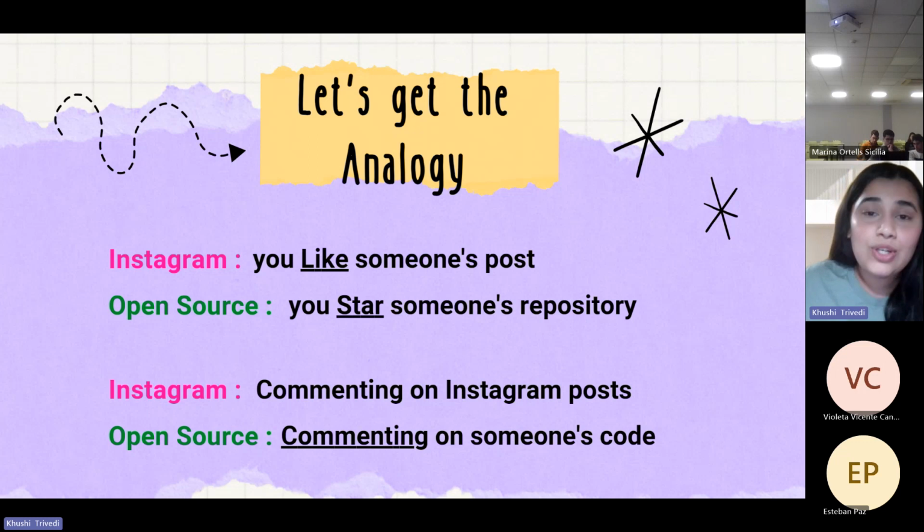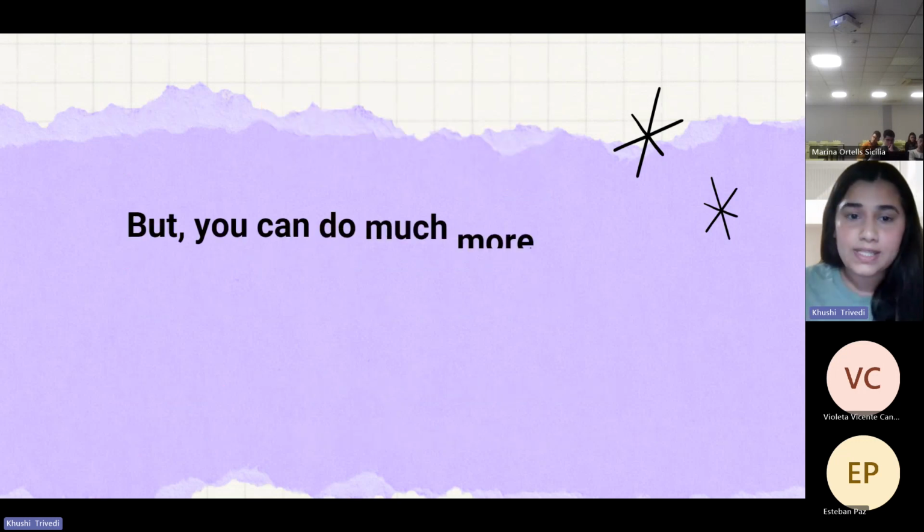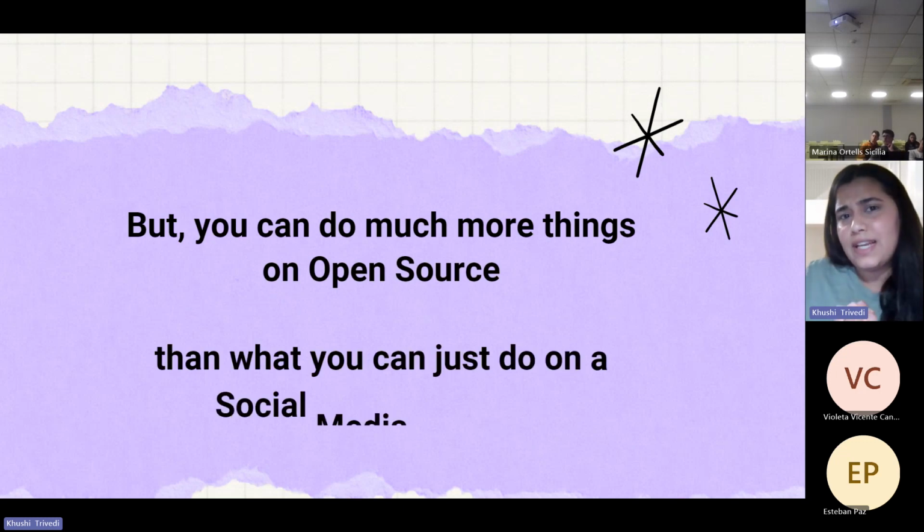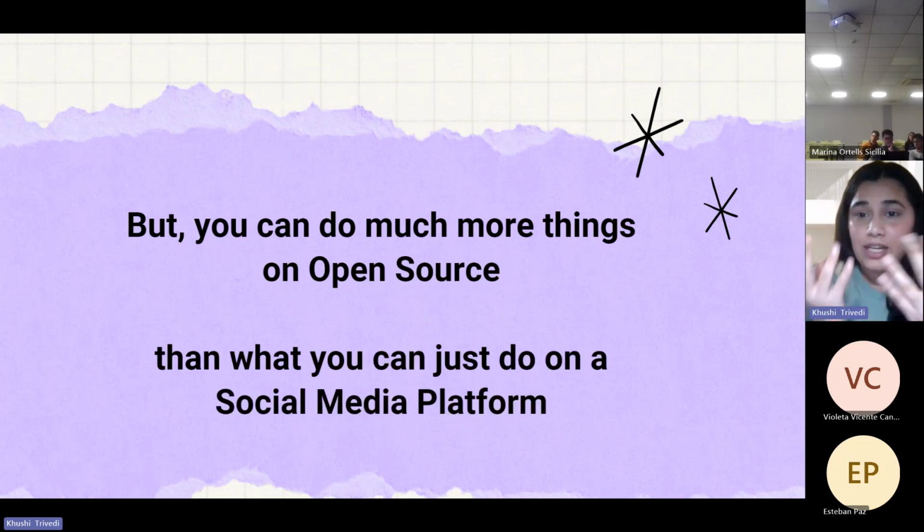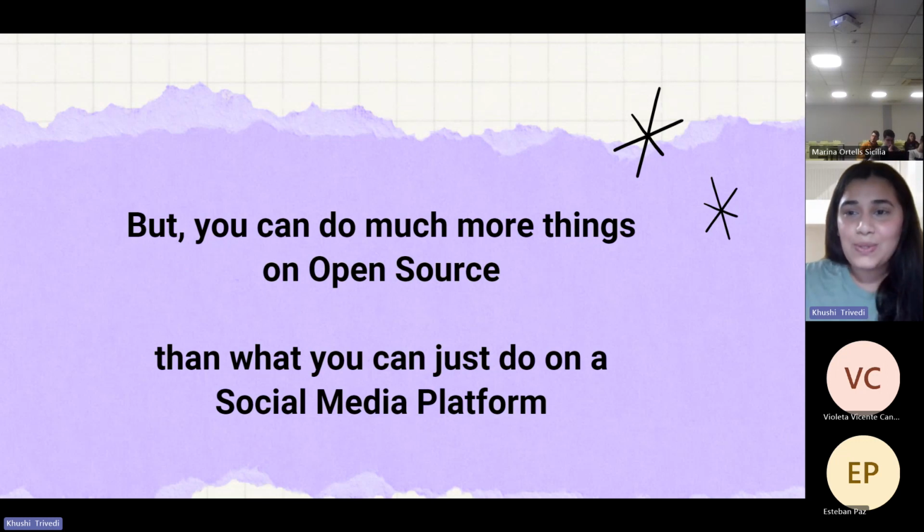Now, in Instagram, you comment, and in open source, we do more than commenting. We can also comment on someone's repository, but we can fork, we can do a pull request, we can raise an issue, we can do a lot of things in GitHub. I'll tell you what these words actually mean, but I was just relating GitHub with Instagram so that you get to know familiarity. And I know some of you are total beginners, and that's fine.